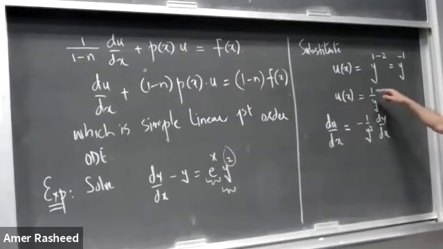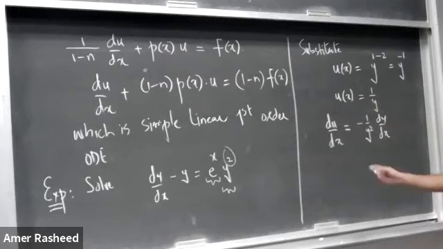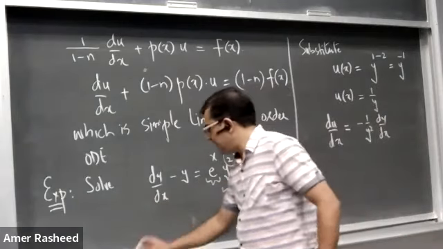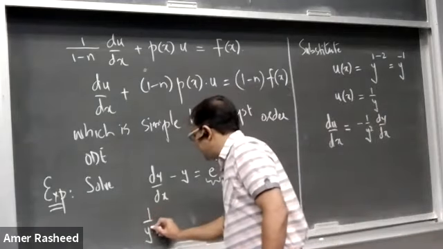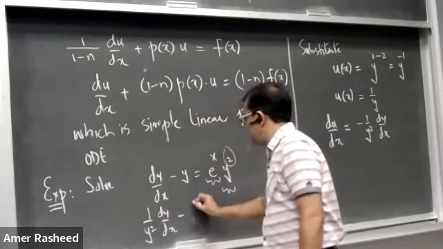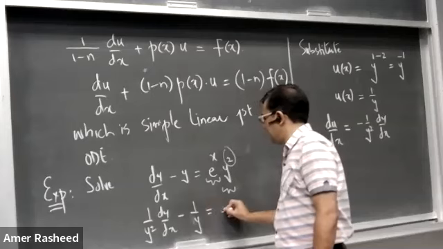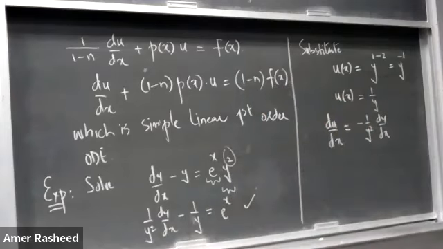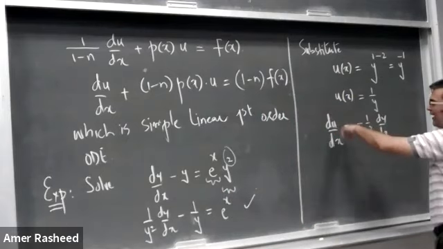Now, if 1 by y is u, you have to divide this thing over here. It will become 1 over y square dy by dx minus 1 over y is equal to e raised power x. So now you have this equation. Now 1 over y square dy by dx is equal to what? It is du by dx.